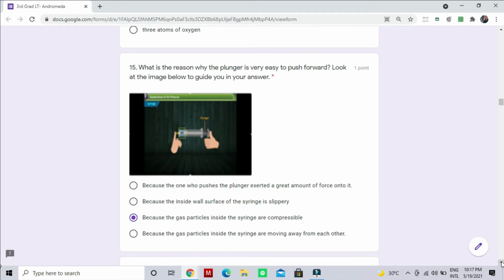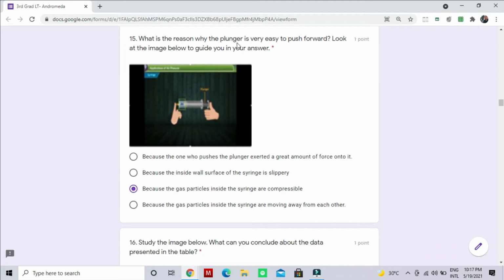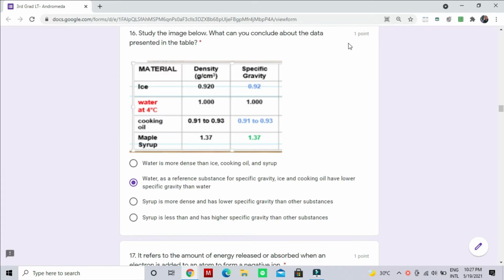Question number 15. What is the reason why the plunger is very easy to push forward? Look at the image below to guide you in your answer. The correct answer is because the gas particles inside the syringe are compressible. Question number 16. Study the image below. What can you conclude about the data presented in the table? The correct answer is water as a reference substance for specific gravity. Ice and cooking oil have lower specific gravity than water.